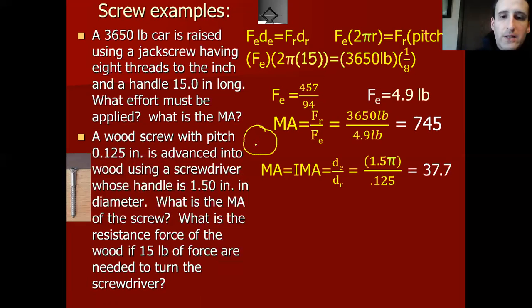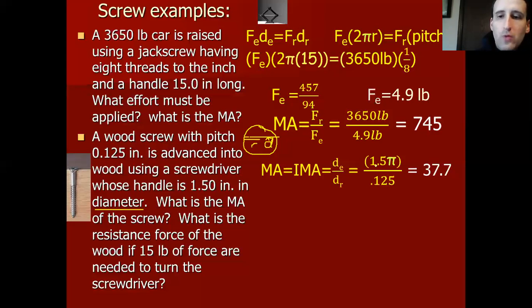So the radius is the distance to the center of the circle. The diameter is the distance all the way across the circle. So 2 radiuses would be equal to the diameter. So instead of writing 2 pi r, we're just writing pi times d, or d times pi, again, commutative property of multiplication.